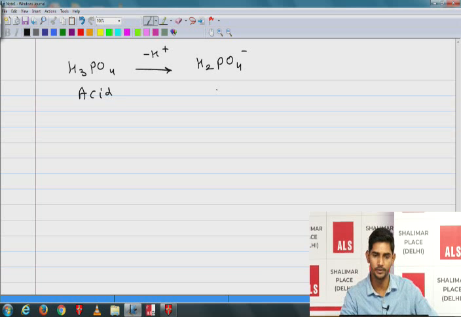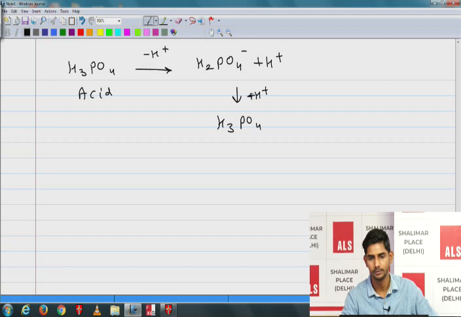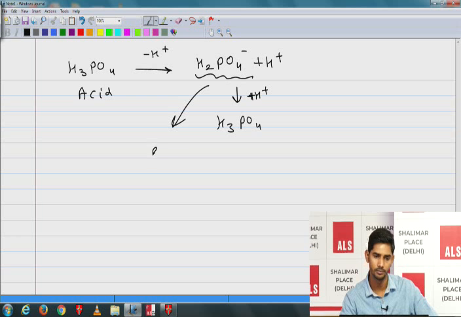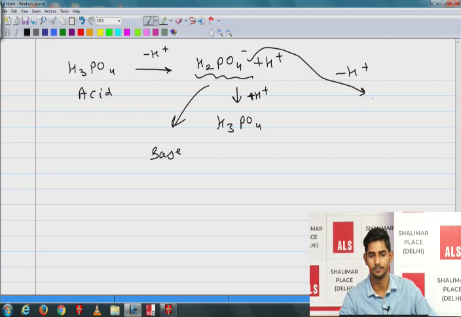Now check out this one. If I react this one with a proton, it will get back to what? H3PO4. Okay. See, if this condition satisfies, so H2PO4 minus is accepting the H plus. That's why it is a what? Base. But it can also donate the H plus and form this ion. Okay.